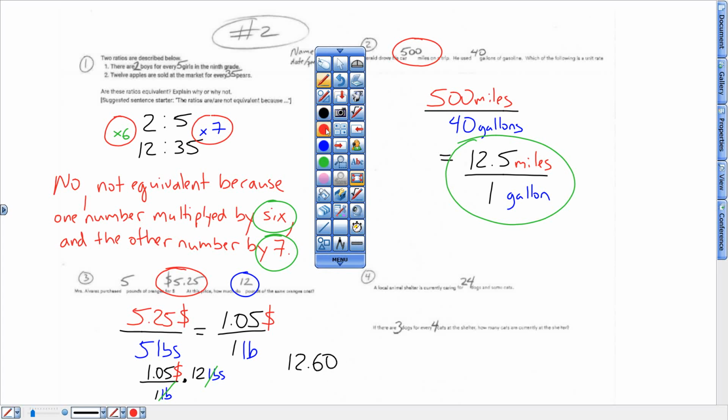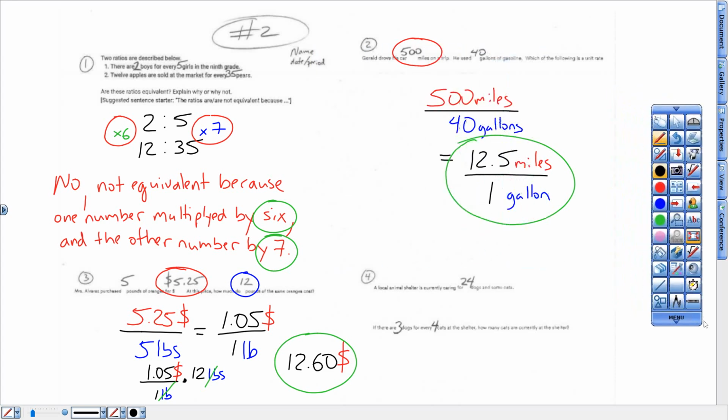Notice there's only a dollar unit there. There's nothing else. Leave that alone. Look at that. Never write it like this. Don't write it like this. Don't write for 12 pounds. Don't do that. Just leave that $12.60. Nice, neat. No other units.